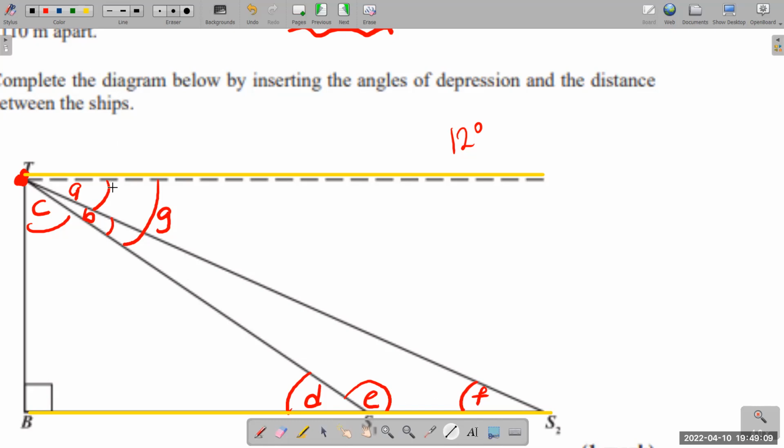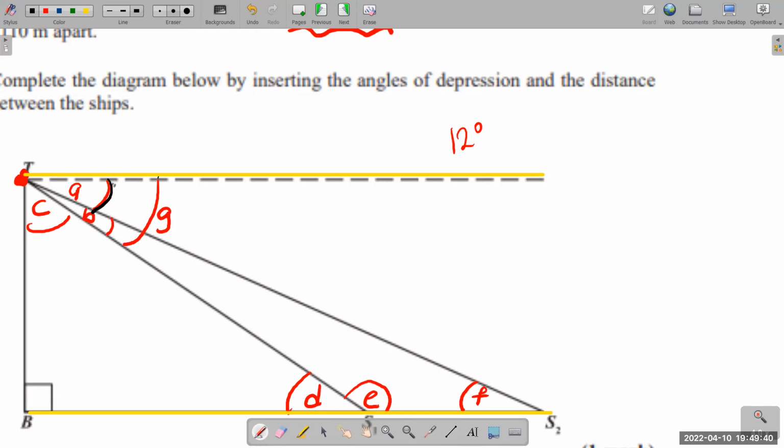So which angle is the smallest angle measured from the horizontal line? A. Look at it, because here you would realize this is the first one. Everybody see what I mean? And see why it is A? B is not a depression. B is just the difference between the two depressions. Everybody see now? Look at it.